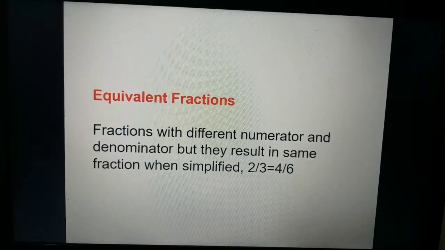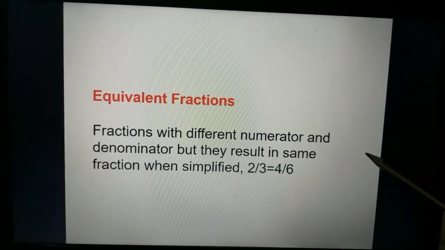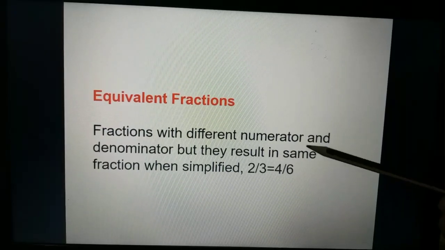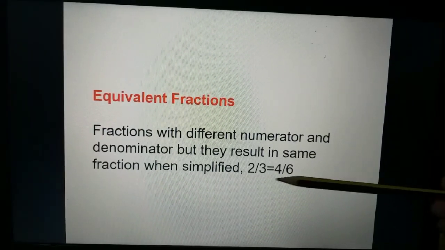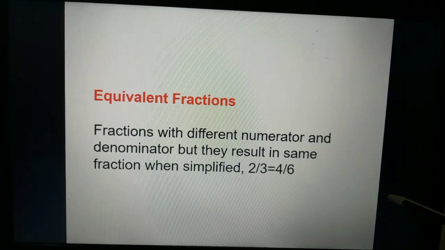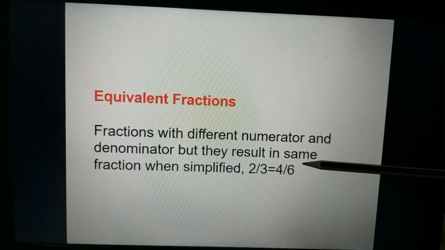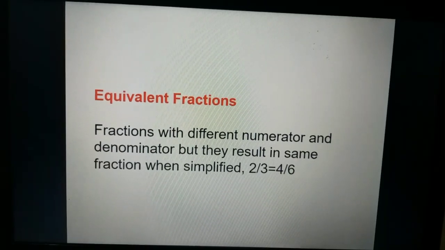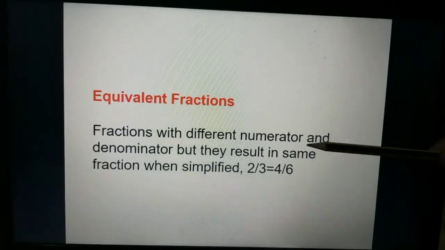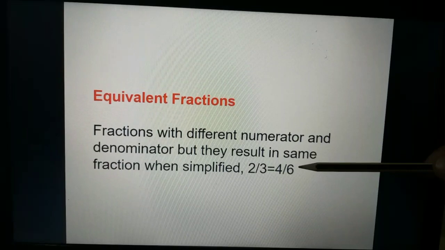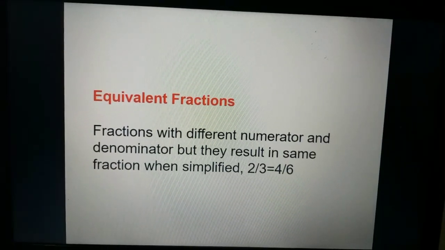Equivalent fractions, fractions with different numerator and denominators, but they result in same fraction when simplified. For example, 2 divided by 3 is equivalent to 4 divided by 6. When we simplify the second fraction, they will become equal.